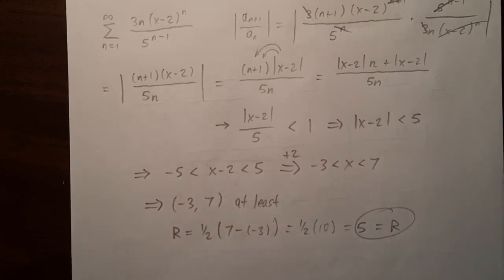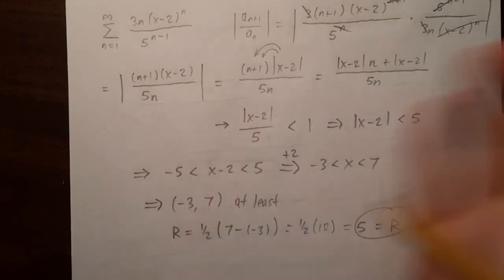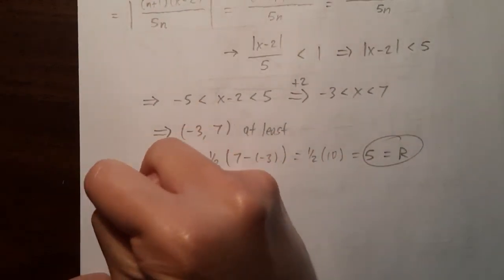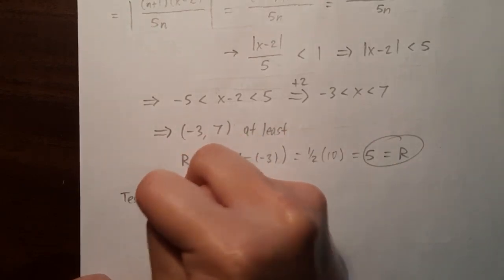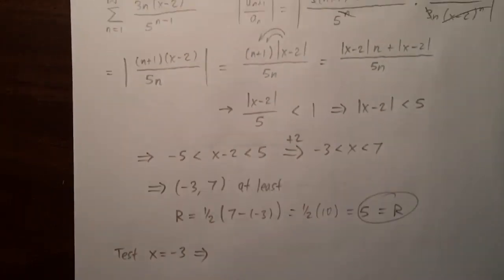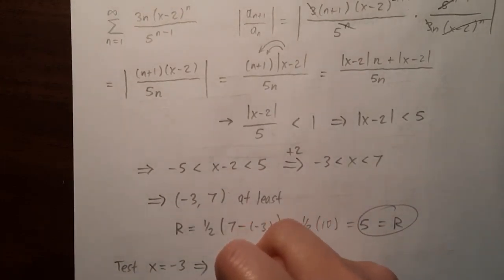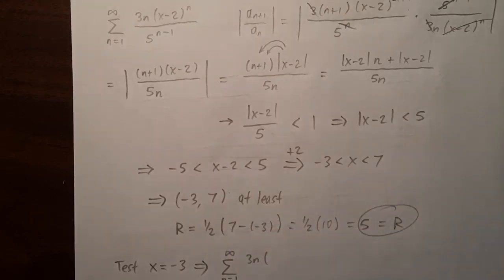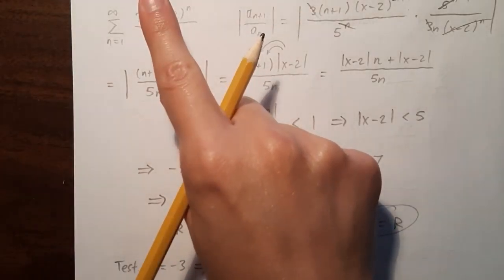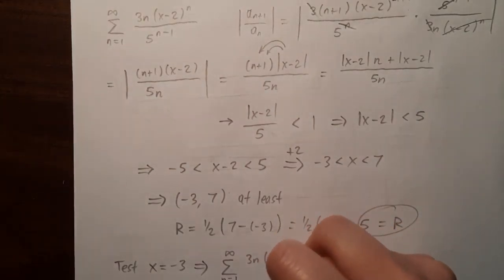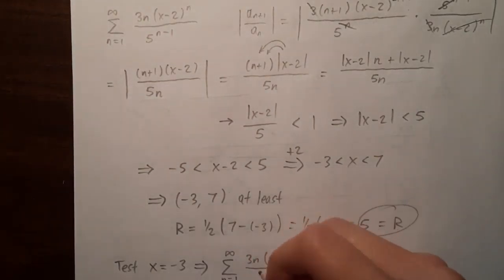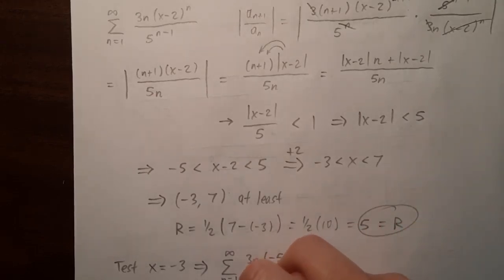Now we need to establish which, if any, endpoints need to be included as part of the interval of convergence. There's nothing to do there except just to test them one by one. So I'm going to test x equals minus 3. Plug it into the original series, and I'm going to get the sum from n equals 1 to infinity of 3n times, and if I plug in a negative 3 there, I get negative 3 minus 2. So that's minus 5 to the power n, divided by positive 5 to the power n minus 1.